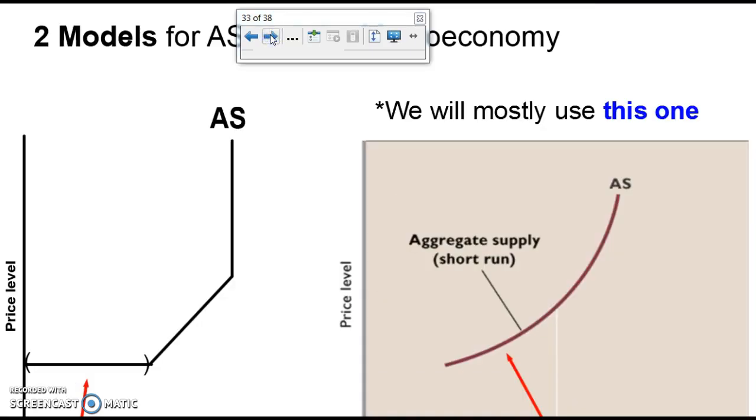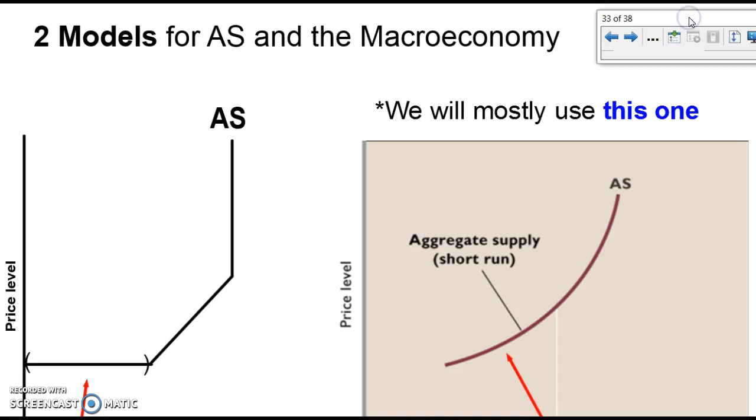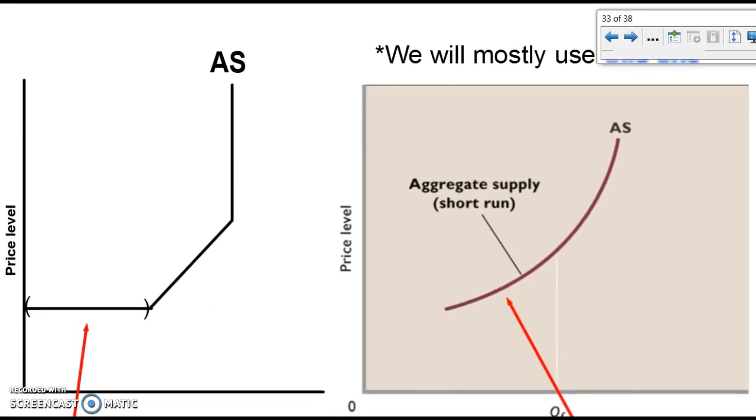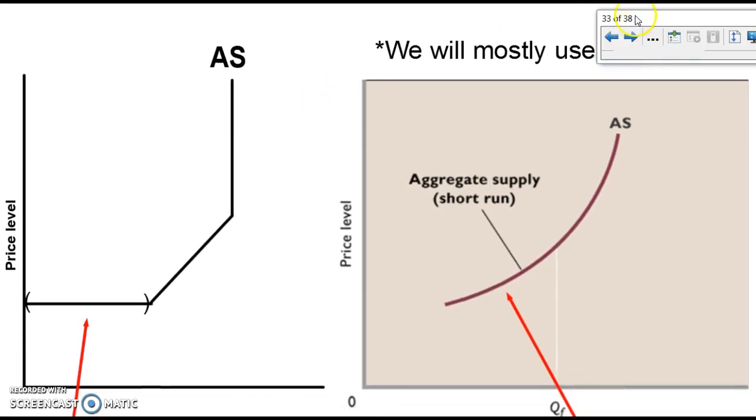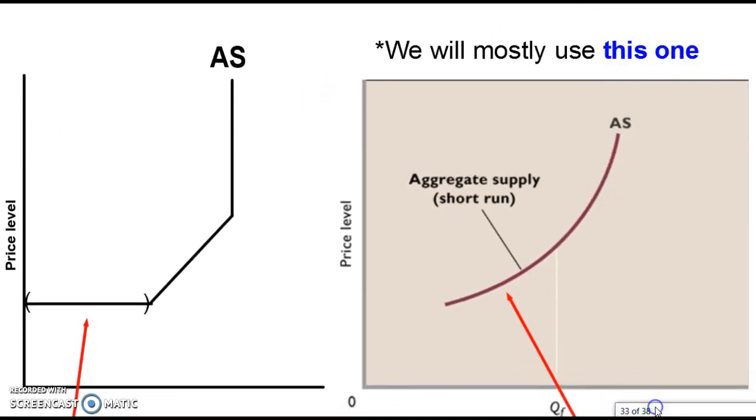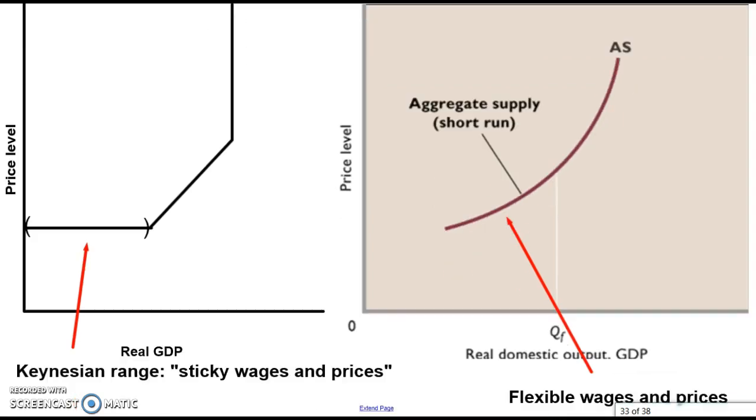So I think we're ready to look at aggregate supply. And for aggregate supply in the macroeconomy, there are really two competing models. The one on the left is the Keynesian model, and the one on the right is the one that we're more often going to use. Sorry, my page numbers there, my little advanced thing is kind of getting in the way. So hopefully you can see that there are some similarities and differences between these two models.